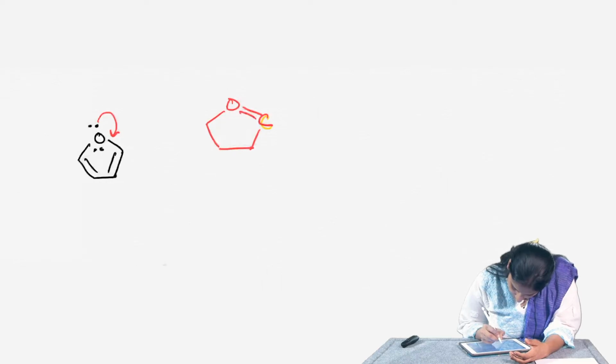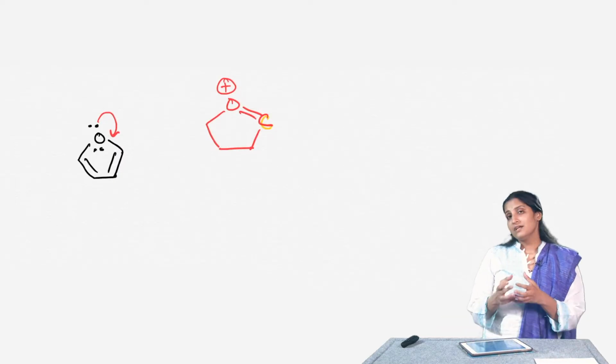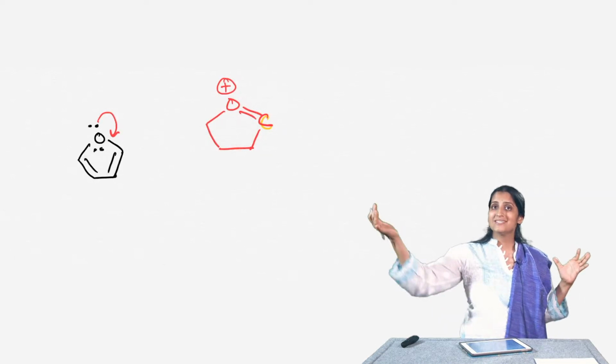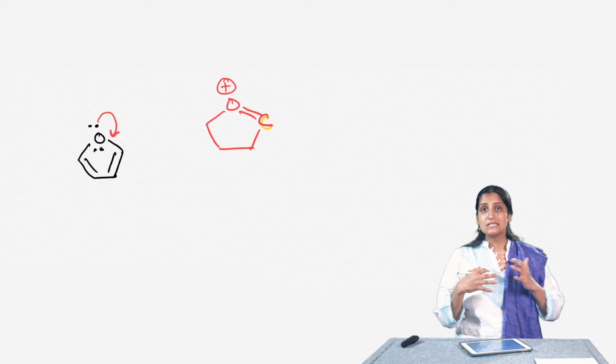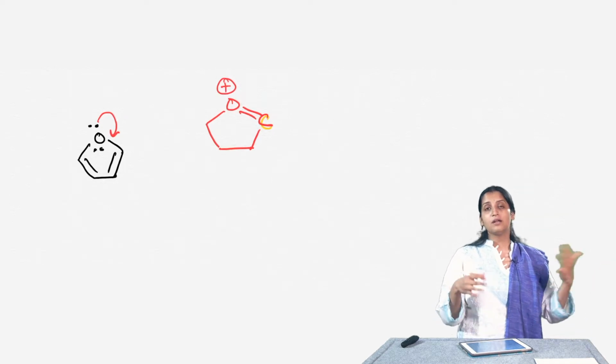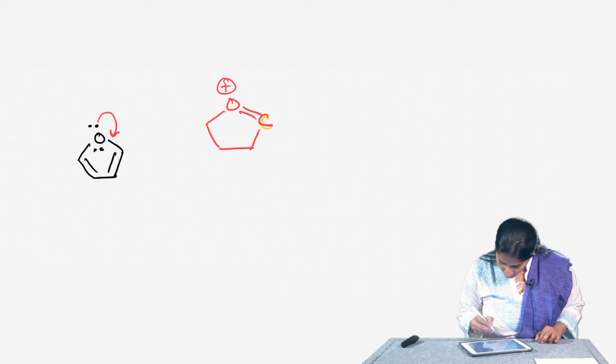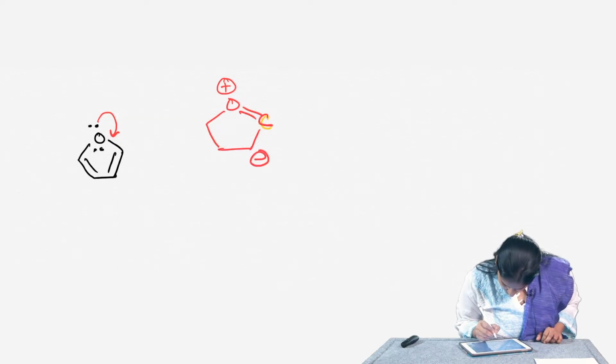But remember that as this oxygen shifts the lone pair to that carbon, that particular carbon is already forming a double bond with the other carbon and it cannot just accept a pair of electrons. So, what it does is it breaks the carbon-carbon double bond and gives the electrons to the next carbon. So, what you have here is a negative charge on this particular carbon.